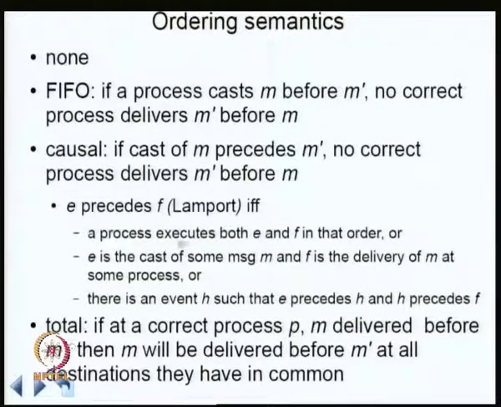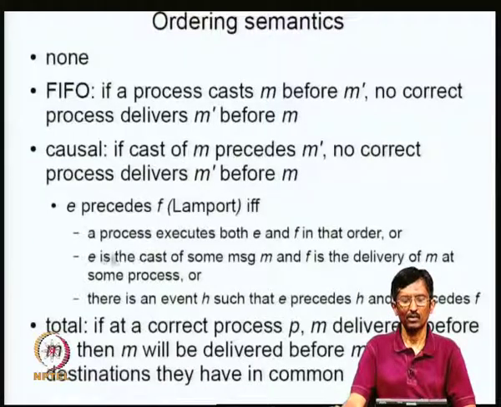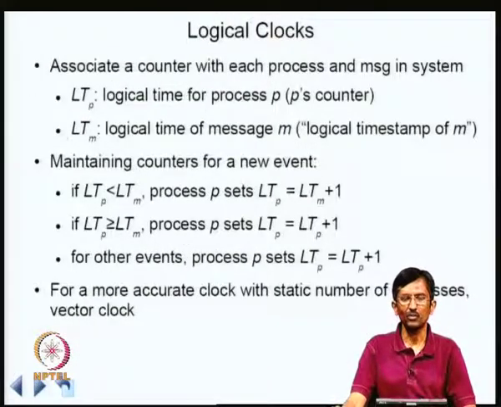Now, when you talk about this precedence relationship, there is a way to order events in the system, and as mentioned, Lamport has defined it, and the formal notation comes from the notion of what is called logical clocks. Basically, what we do is we associate a counter with each process and message in the system. Let us say that at process P there is a logical time LT(P). It is a counter corresponding to that, and LT(M) is the logical time of message M.